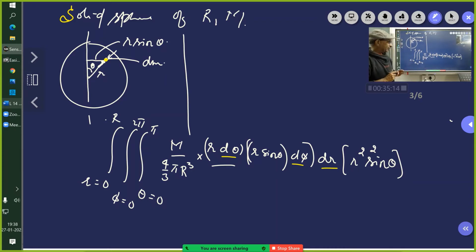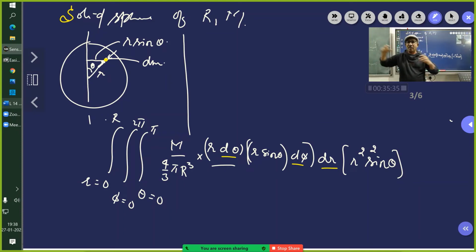Sir, one doubt. This dr here, sir, the perpendicular distance which I have taken for the element, if you take it from 0 to R, how will we know that it will be like that?